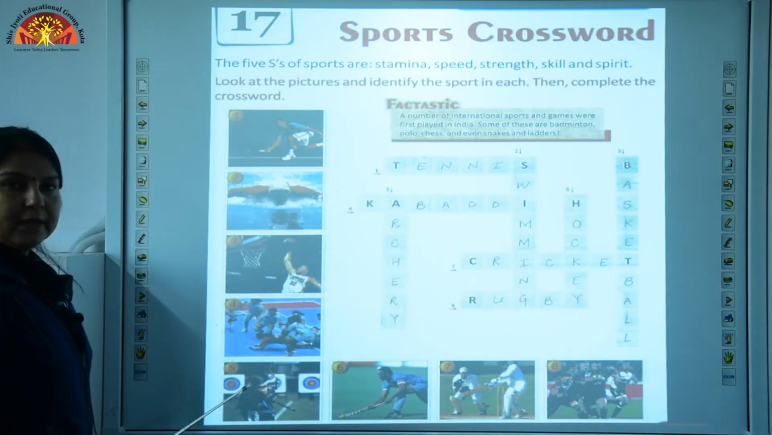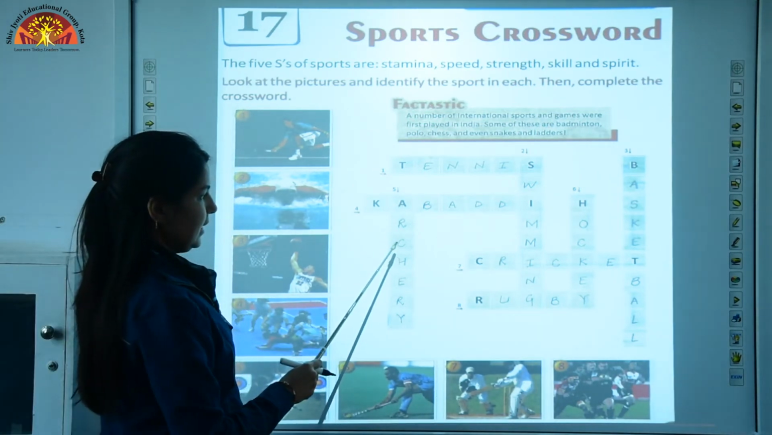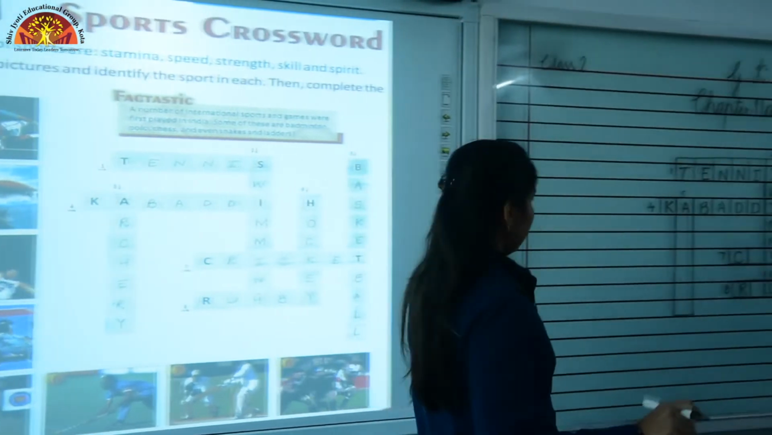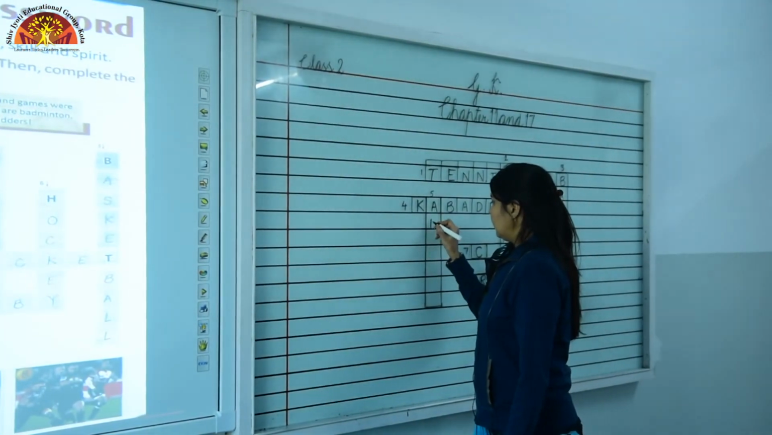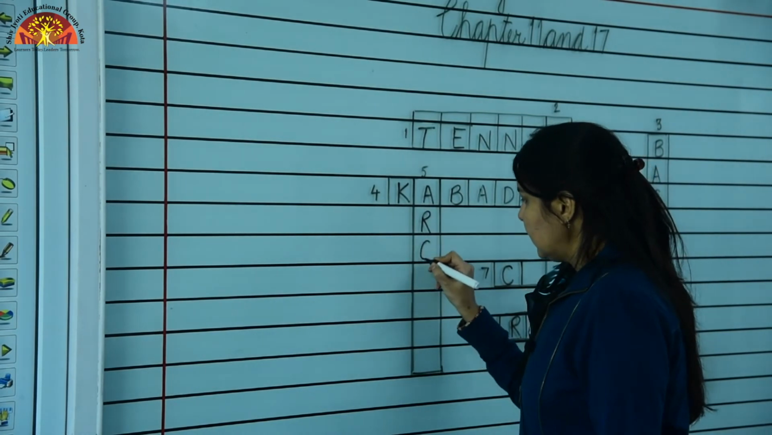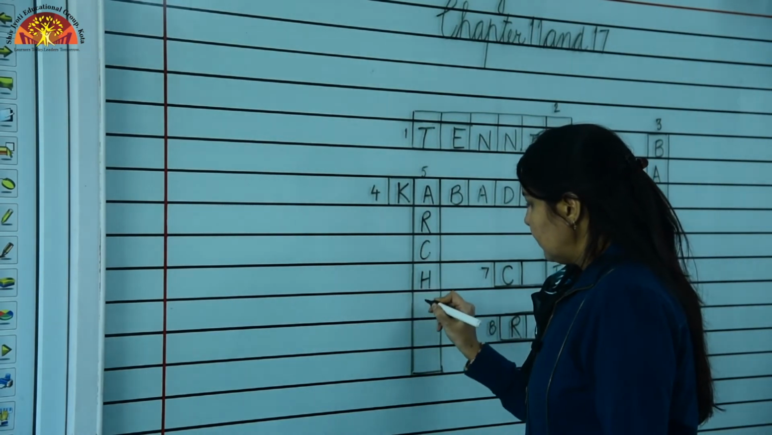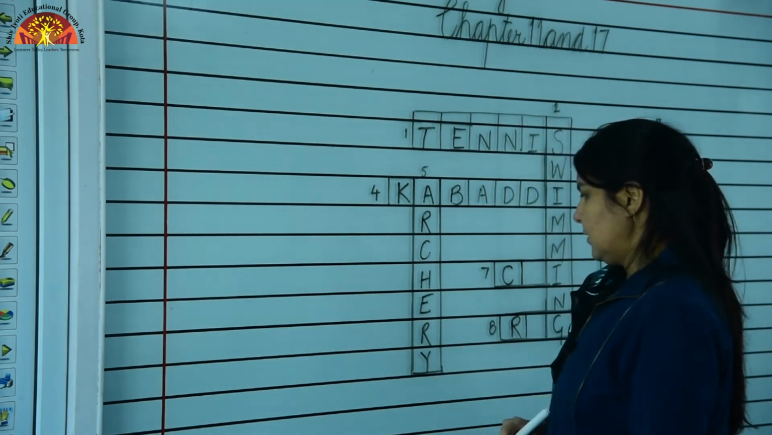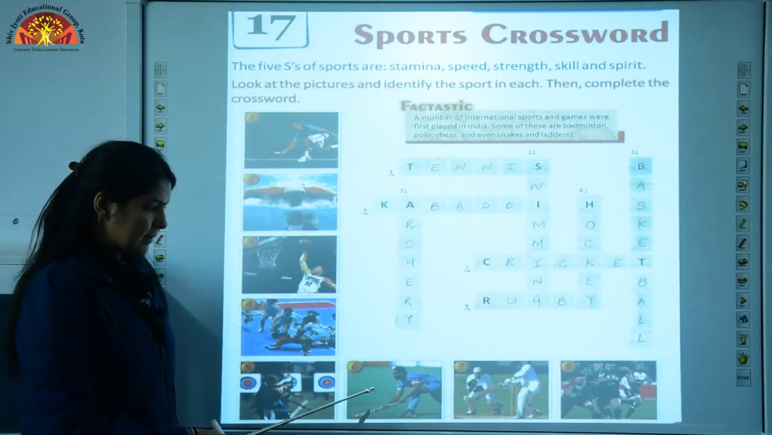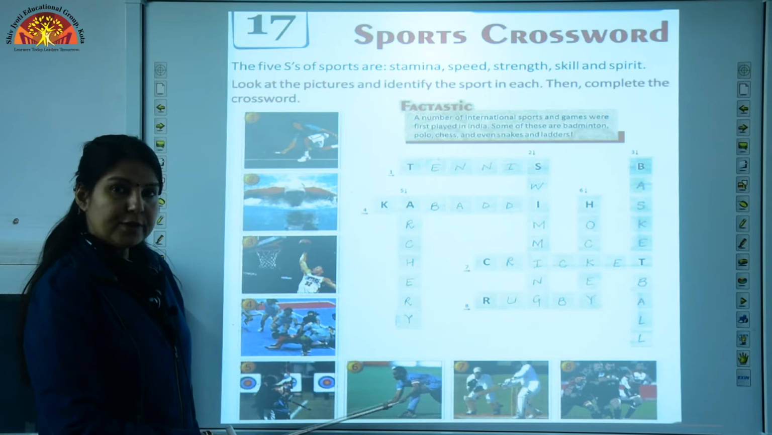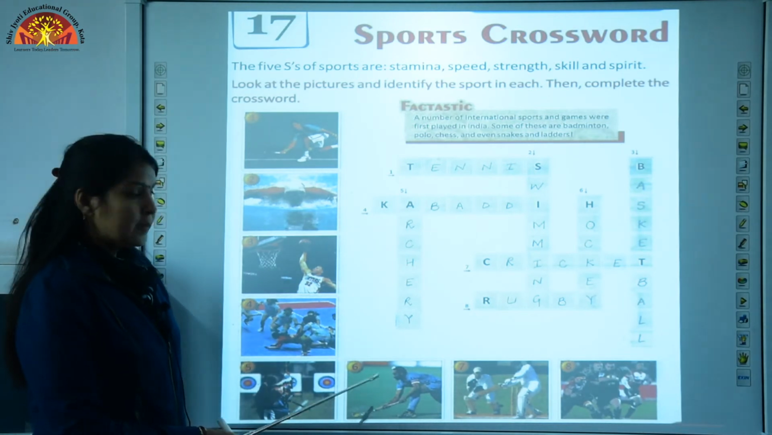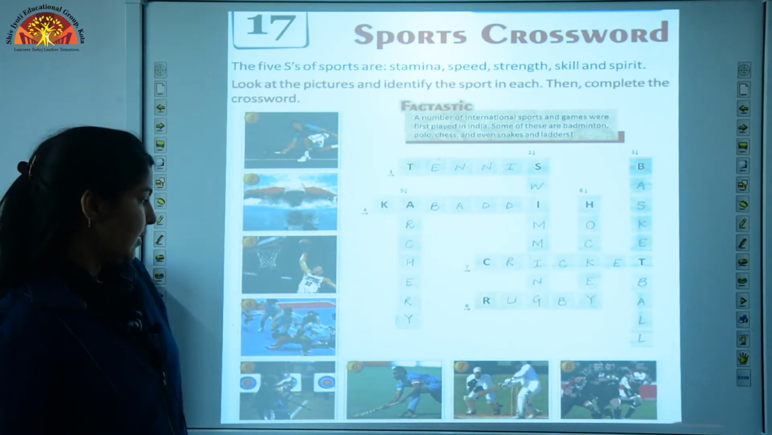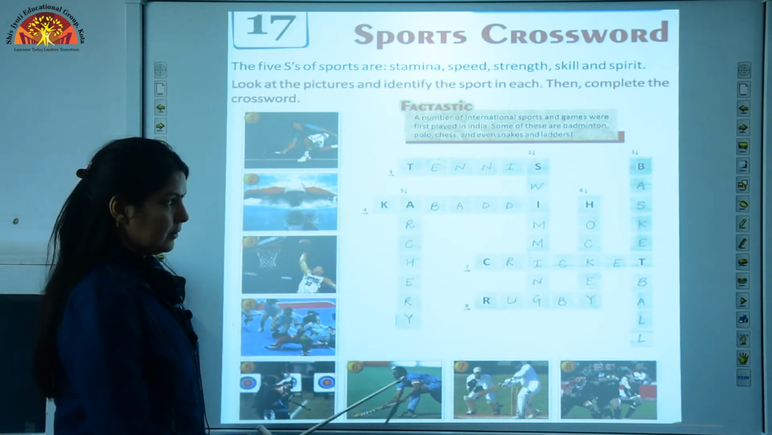Now we will write the spelling here. A is already written, so we will write A-R-C-H-E-R-Y, archery. Now children, number 6, it is hockey. Which sport is this? This is hockey. It is played by 2 teams and each team has 11 players. Now we will write the spelling of hockey on number 6.